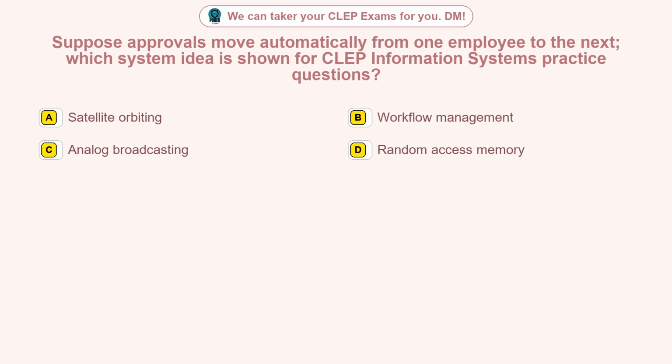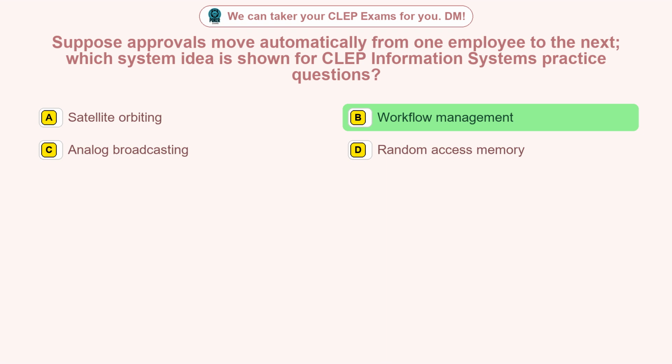Question 19. Suppose approvals move automatically from one employee to the next. Which system idea is shown for CLEP Information Systems practice questions? Option A. Satellite orbiting. Option B. Workflow management. Option C. Analog broadcasting. Option D. Random access memory. The correct answer is option B.